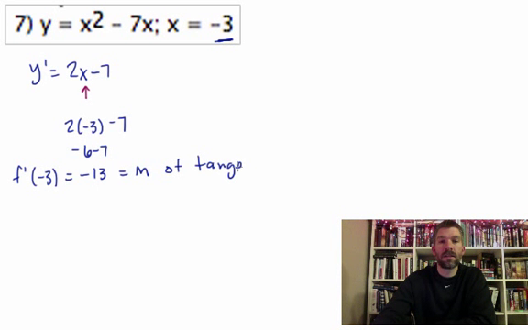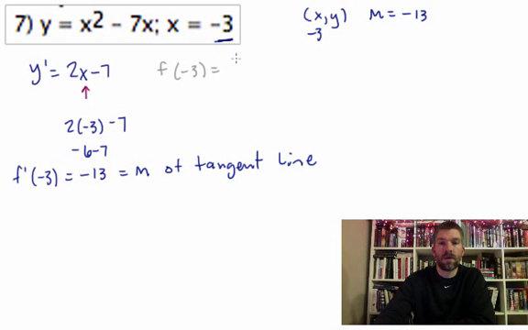Now, they didn't ask us for an equation on this particular one, but we could certainly find it quite easily. In fact, we've already got an x-coordinate and we've got a slope. To find an equation of a tangent line, you need a point x, y and you need a slope. And we've got 2 of those 3 things. So to find the third, back to our original equation, we're going to substitute in a negative 3. So negative 3 squared minus 7 times negative 3 is 9 plus 21 is 30. So that's your y value.